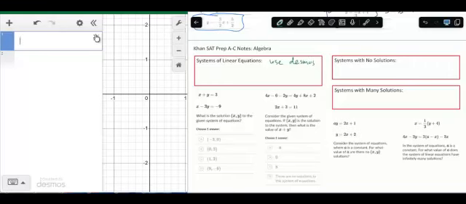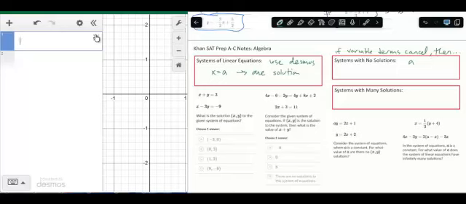Okay, and then just keep in mind that if you do get some form where x is equal to a, this means that there's one solution. If you're solving and the variable terms cancel, then you're going to have one of these two scenarios.